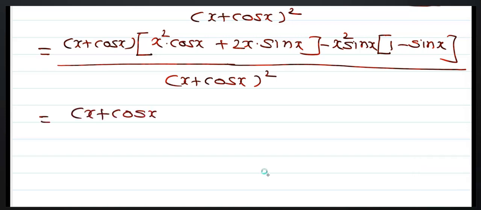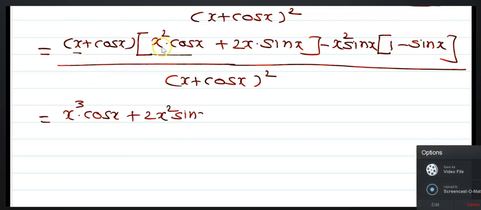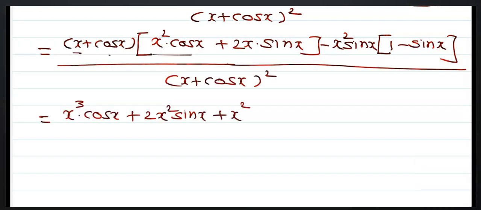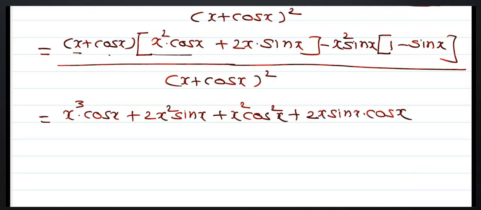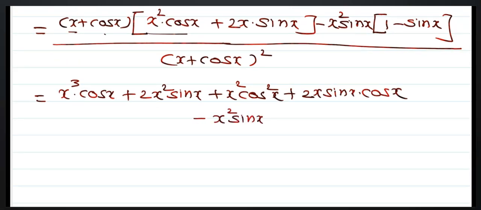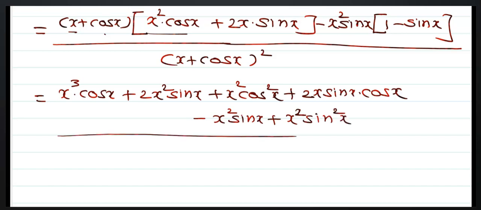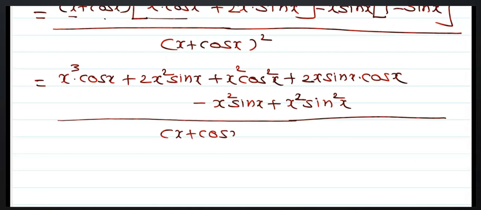Now x plus cos x in bracket is multiplication. x cube into cos x: this x is multiplied with x square cos x, then you will get x cube cos x. Then x into 2x sin x means you will get 2x square sin x, minus next is cos x into x square cos x, then you will get x square cos square x, cos x into 2x sin x, that is 2x sin x into cos x, minus x square sin x plus x square sin square x upon x plus cos x bracket square.